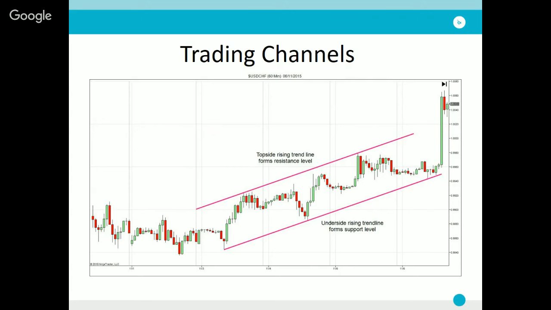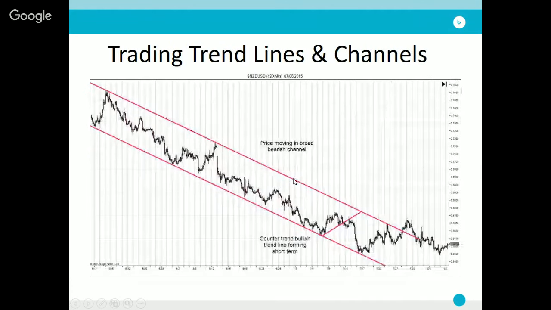And the final thing we're going to take a look at is how we can look to combine trend lines and channels together, using trend lines and channels to perform our analysis and to identify trading opportunities. Okay, so here we have a clear example of a bearish channel with a counter trend rising trend line. Let me talk you through what we're seeing here and what the trade setup is.